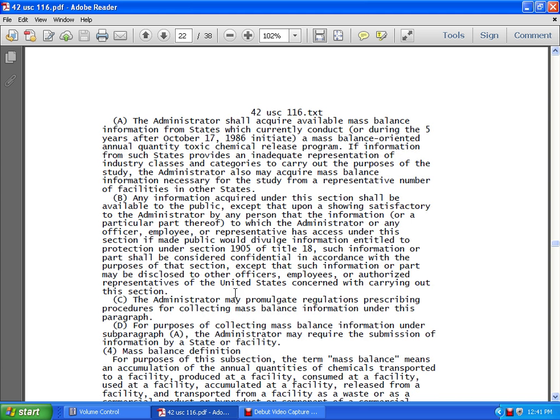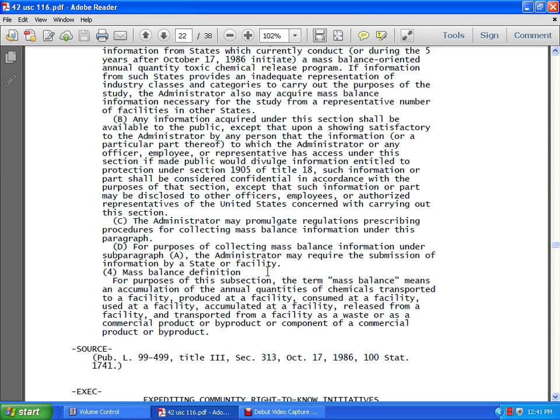And B. For the purposes of this subsection, the term mass balance means the accumulation of annual quantities of chemicals transported to a facility, produced in a facility, consumed in a facility, used in a facility, accumulated in a facility, released from a facility, and transported from a facility as a waste, as a commercial product or byproduct, or as a component of a commercial product or byproduct.